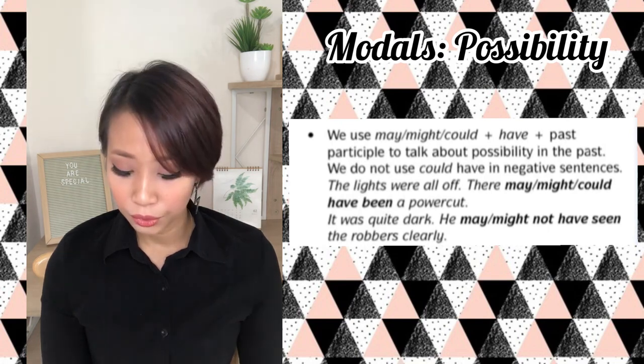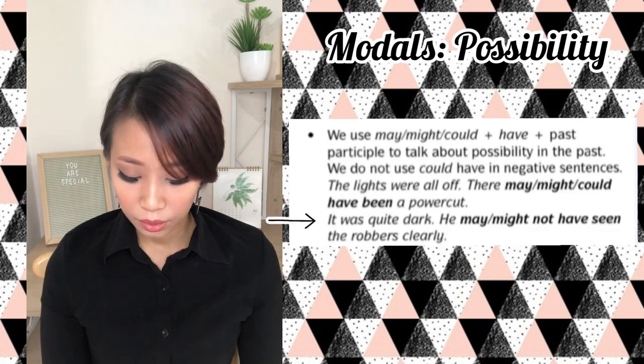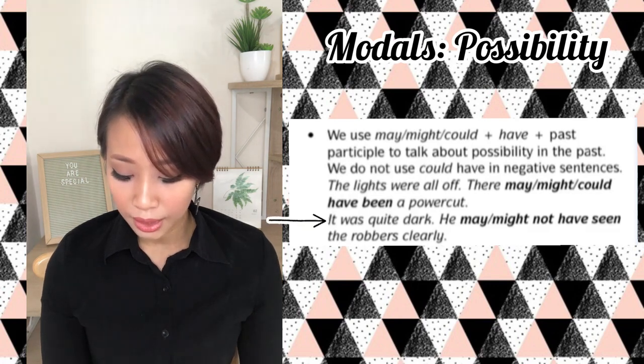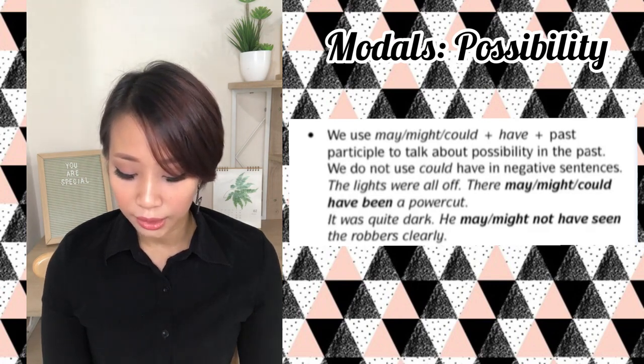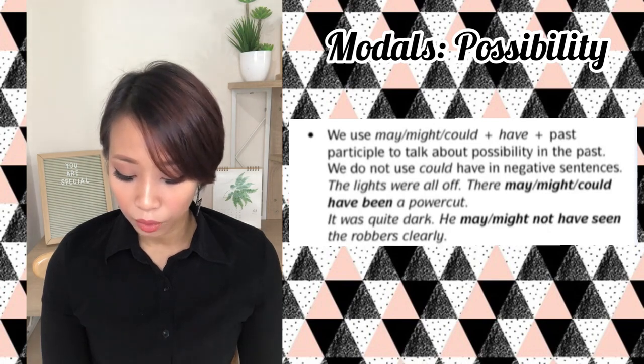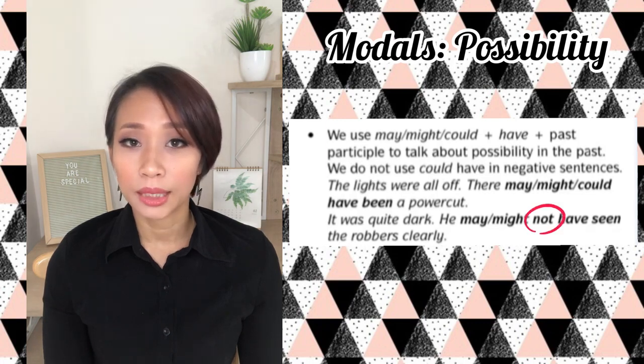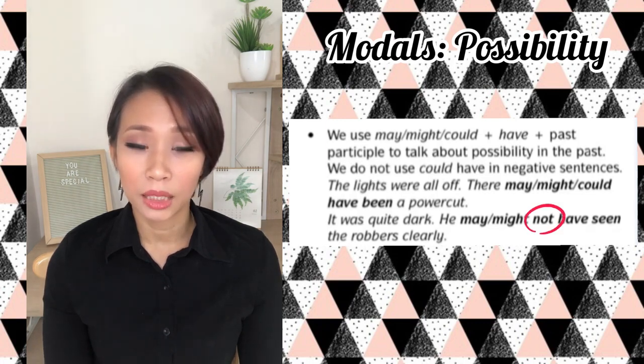We do not use could have in negative sentences. Kita tidak guna could have dalam ayat negatif. For example, it was quite dark. He might not have seen the robbers clearly. Keadaan agak gelap, dia mungkin tidak nampak perompak itu dengan jelas. Ini adalah perkataan negatif sebab ada perkataan not. So kita guna may atau might dan bukan could not.